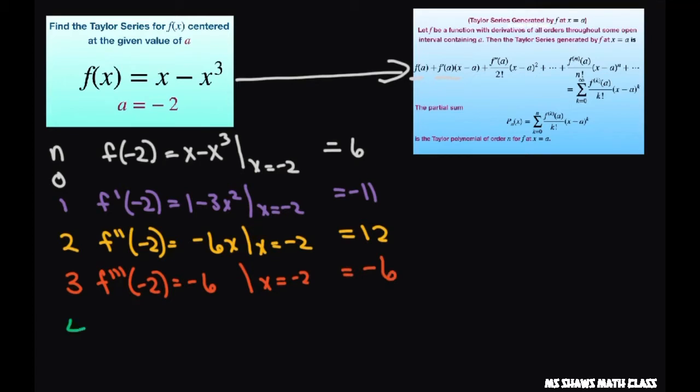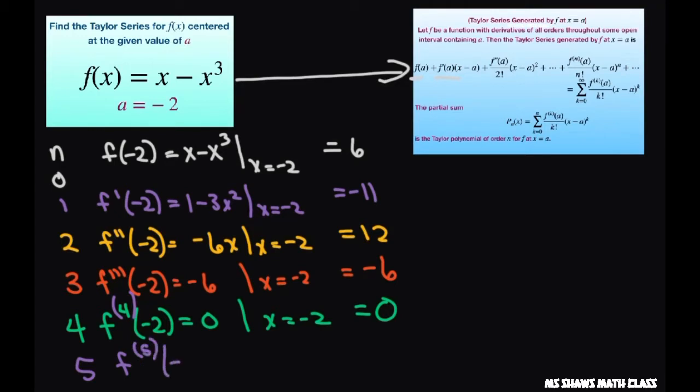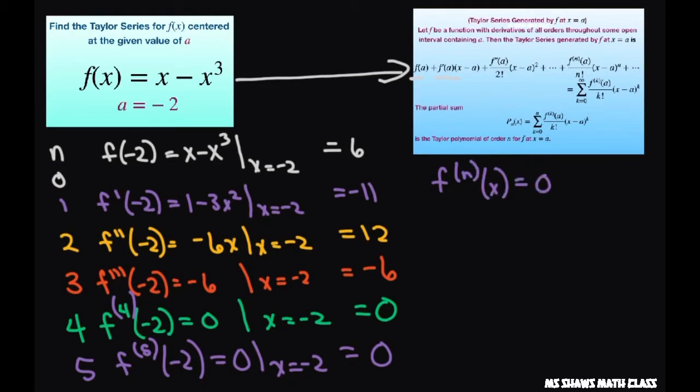And going to 4, the fourth derivative at -2 equals 0. And if you do it again, the fifth derivative at -2, that also equals 0. So at x equals -2, you keep getting 0. So basically, our nth derivative equals 0 for any n greater than or equal to 4.